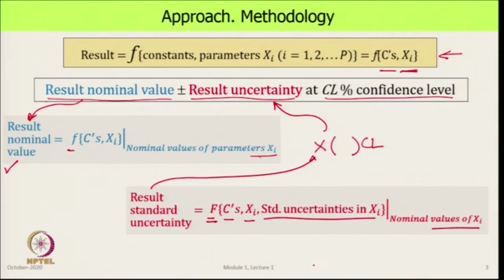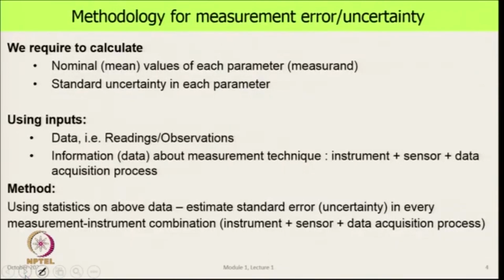So, what we want is, how do I get the nominal values of the parameters? That is question number 1. And second, how do I establish the standard uncertainties in each parameter? So, this is our big picture, this is what we want to do, and for that we start by saying, well, what is the methodology for measurement uncertainty or the measurement error? Once we have the measurement uncertainties and the mean values in place, as we saw in the earlier slide, we can go back to two formulas and get the answer that we are looking for.